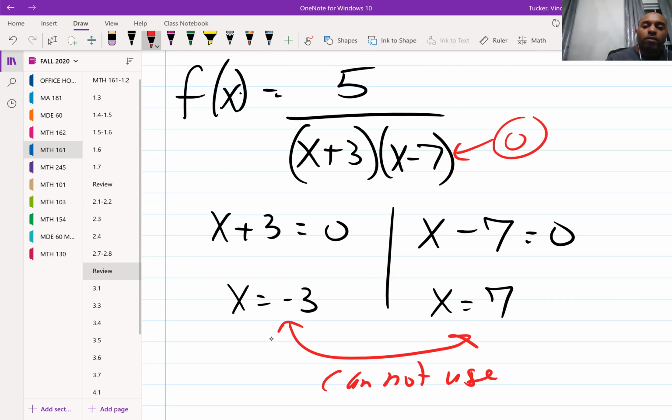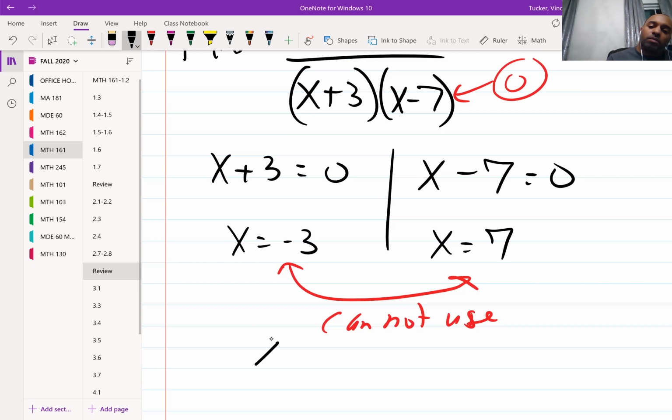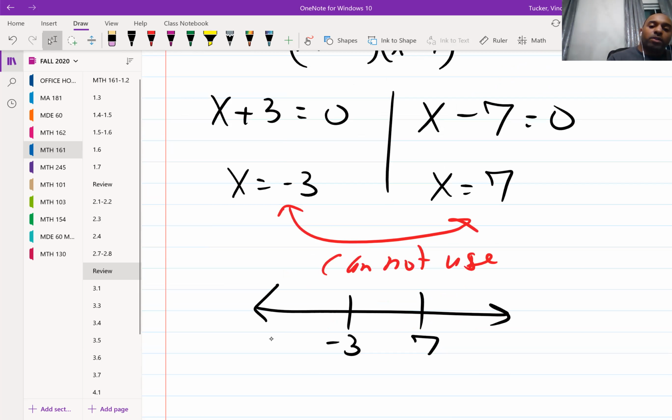All right, plugging in the 7 right here, I get 0. Or if I plug in -3 right here, I get 0. So that's why I cannot use those two values. So when I look at my number line, I have -3 right here and a +7 right here. I can use everything else. So I can go from -infinity to -3. I can use -3 to 7. And I also can use 7 to +infinity. So I need to represent all 3 of those intervals in my answer when I go to write my domain.